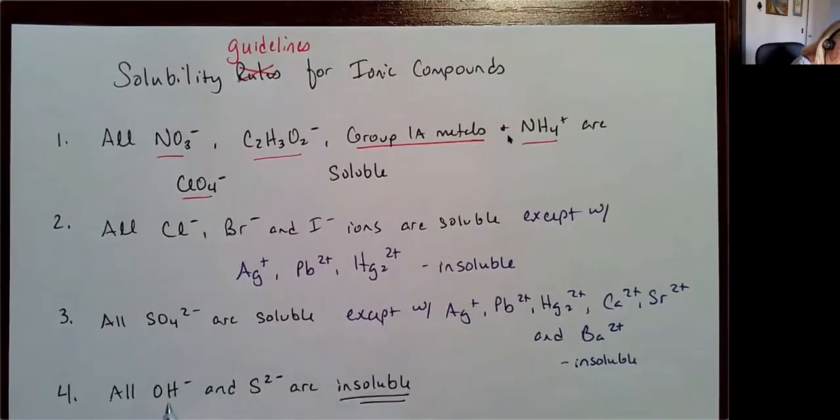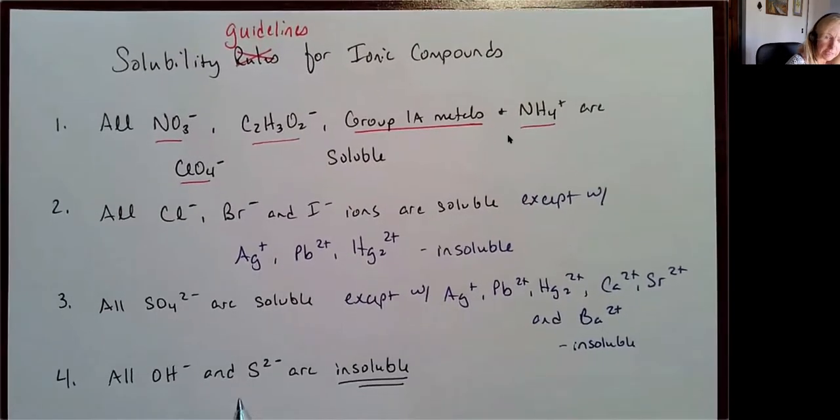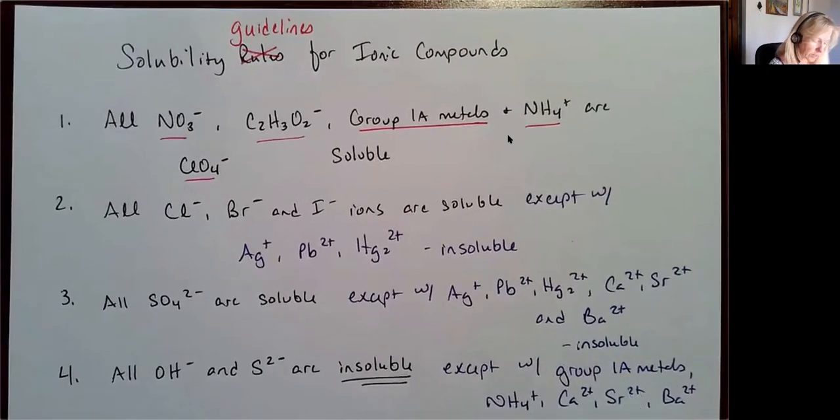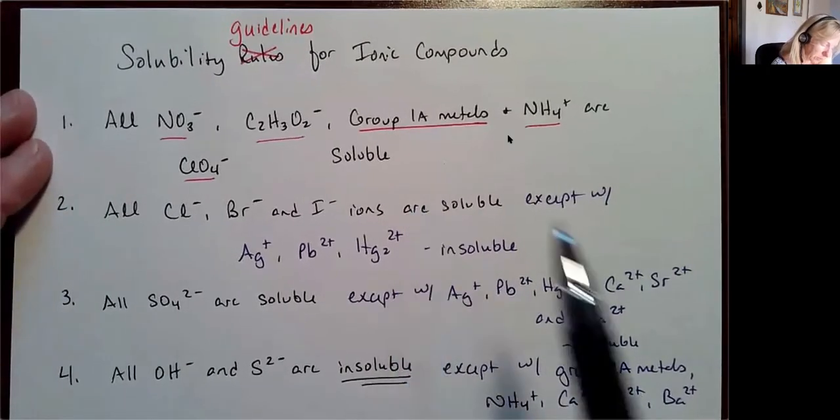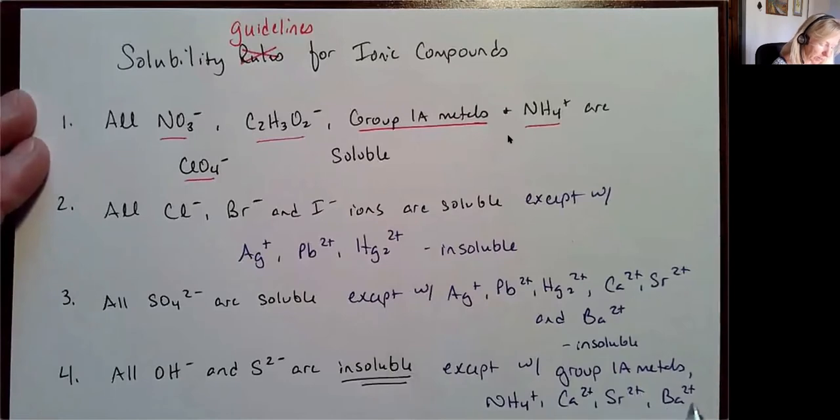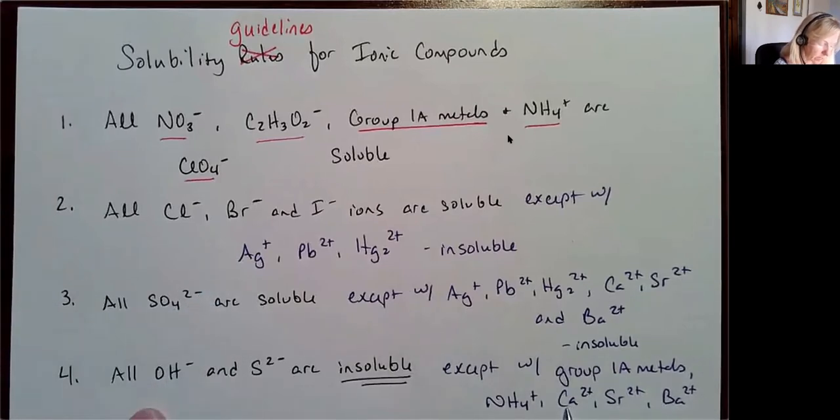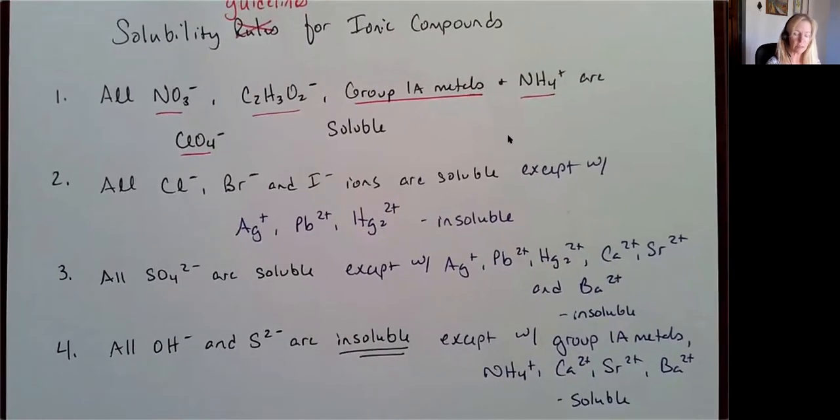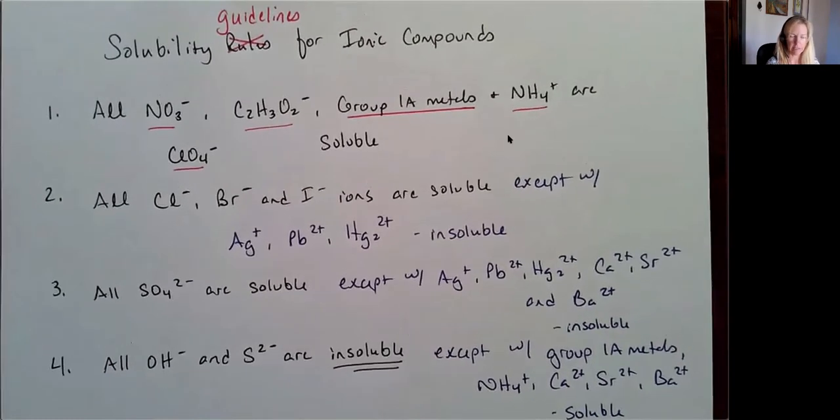So all your hydroxides and your sulfides are going to be insoluble, except with your group 1A metals and ammonium, and that kind of goes back to our first rule up here. Calcium, strontium, and barium were insoluble with sulfate, but if I have calcium hydroxide, calcium sulfide, strontium hydroxide, barium, these are going to be soluble. They're not going to be incredibly soluble, but you're going to see some solubility there. So these were our solubility guidelines coming out of Gen Chem 1.